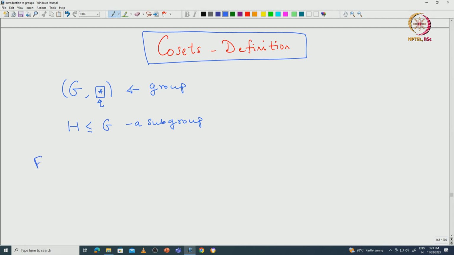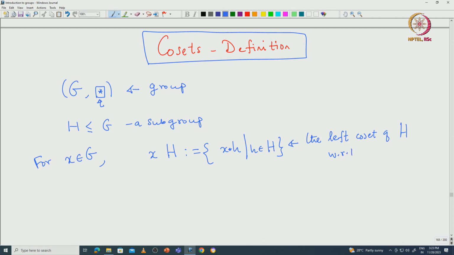For that we have to fix some element x in G, and then we can define what is called the left coset, denoted by xH. By definition, you take all possible products x star h, where h is coming from capital H. So this is called the left coset of H with respect to the element x.